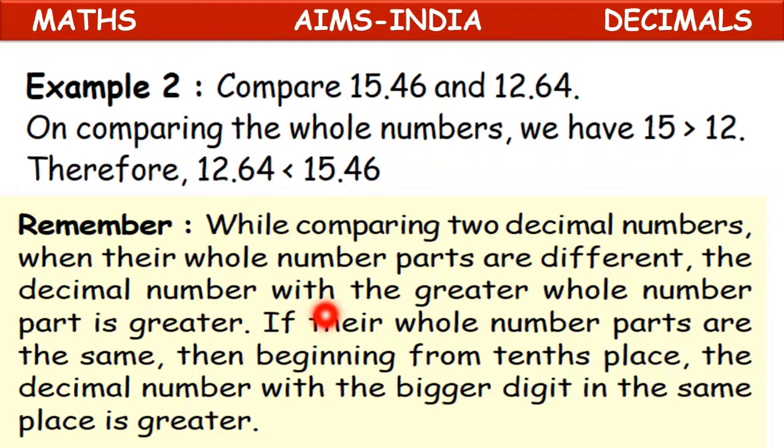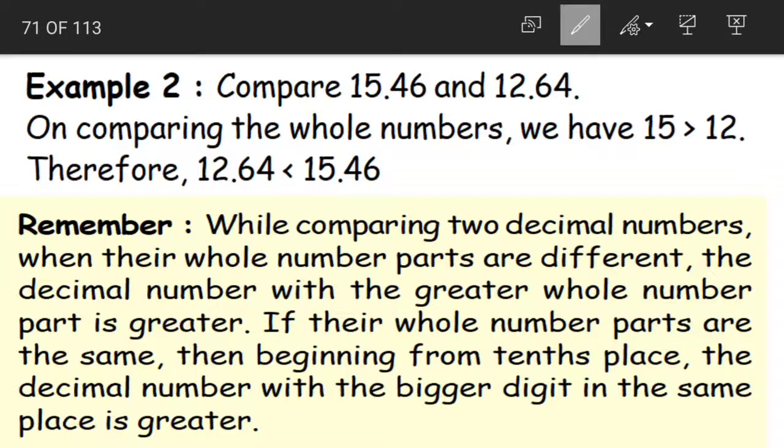Let us also read the note here. While comparing two decimal numbers, when their whole number parts are different, the decimal number with the greater whole number part is greater. If their whole number parts are the same, then beginning from the tenths place, the decimal number with the bigger digit in the same place is greater. Yes, or else an easier way to compare the given decimals, children, suppose I have 12.43 and 12.3.